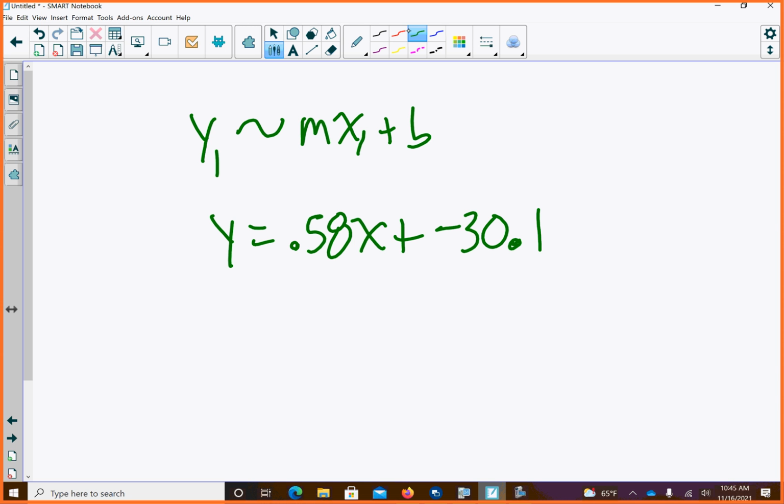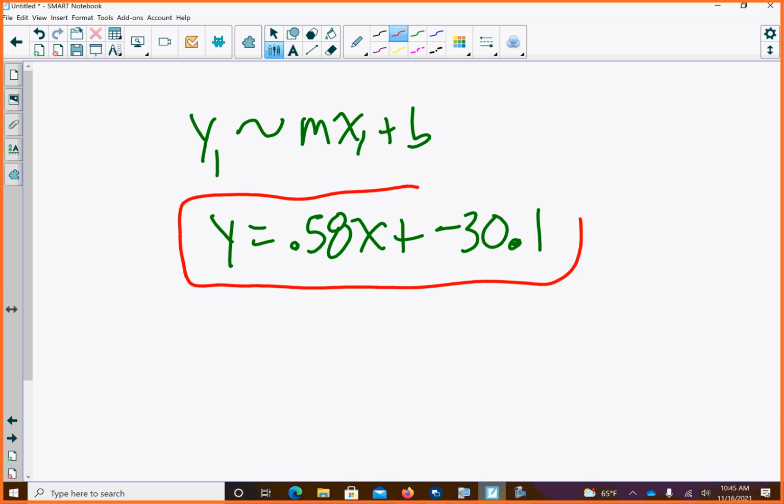Okay, so this is by our data of what we collected. This is the line of best fit that's going to work. Okay? Now it's important for you to know where to find this information.